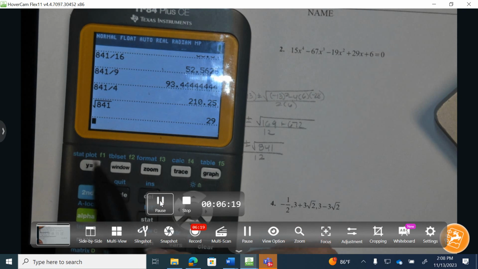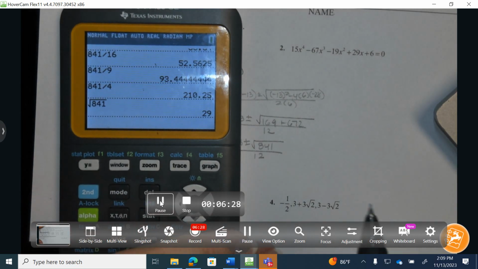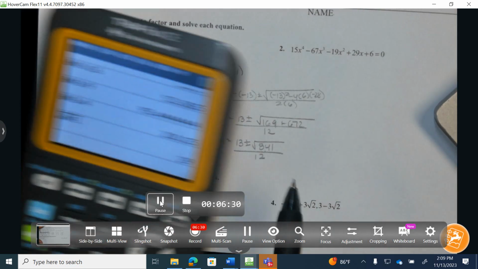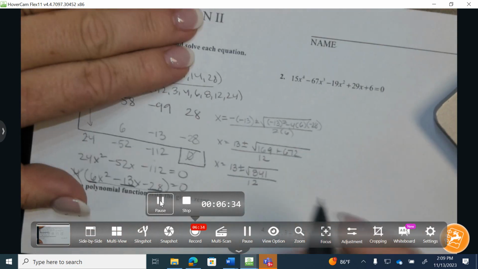Okay, I'm an idiot. I should have just taken the square root of 841. I assumed that it was not a perfect square because I was not familiar with it. The square root of 841 is 29. All right, so let me come back here. The square root of 841 is 29. There's no need for me to try to continue to break those up.